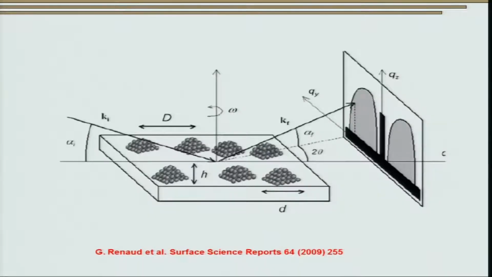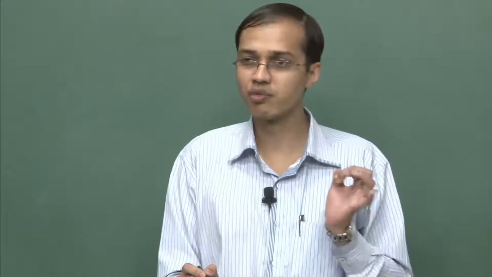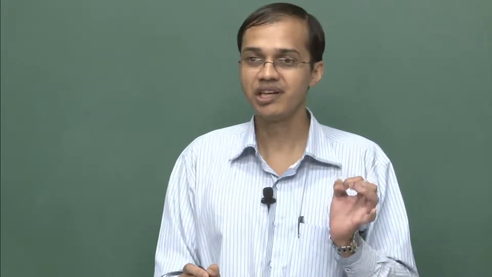So, I have another schematic which is shown over here, borrowed from a very nice review paper which I have extensively followed by Renaud et al. This shows essentially the realistic picture of what exactly is happening during GISAXS. So, you have the incident beam and you see all these nanoscopic things, which means we are really talking about very small dimensions. GISAXS is used to essentially probe very small dimensions of the order of a few nanometers.